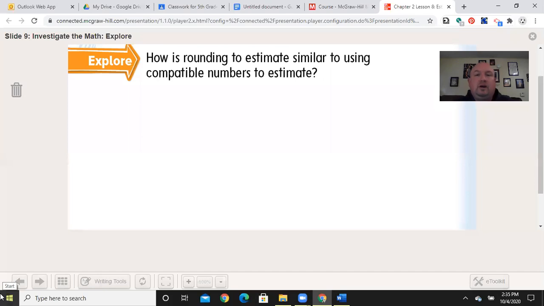How is rounding to estimate similar to using compatible numbers to estimate? Remember, with rounding we follow a little bit more specific rules. If it's 4 or less, we leave it alone. If it's 5 or more, we go up a floor, or whatever mnemonic that you use. But we have it pretty specified. Here's what you will do: if this, then that. Compatible numbers, I have a little more leeway.